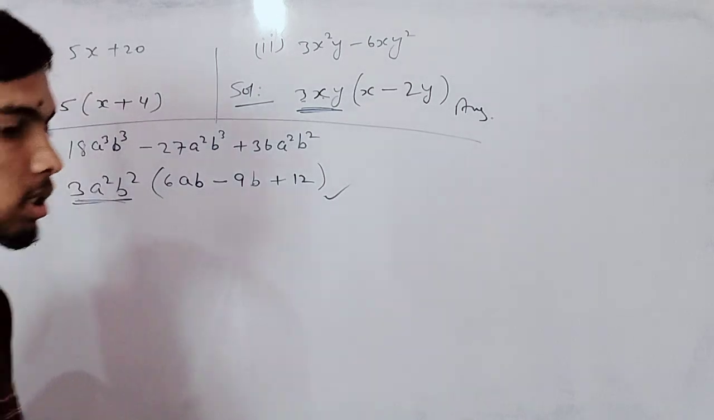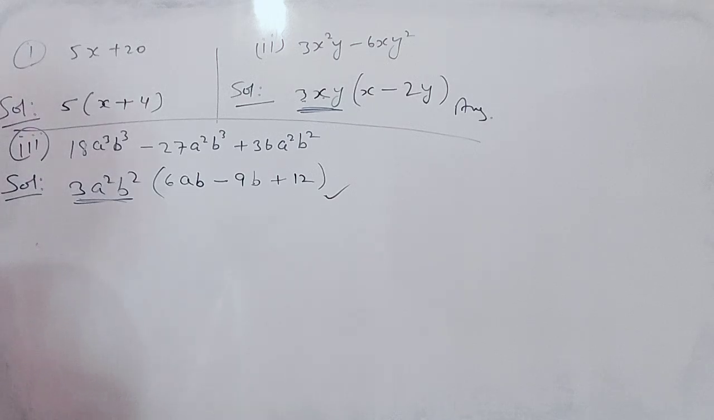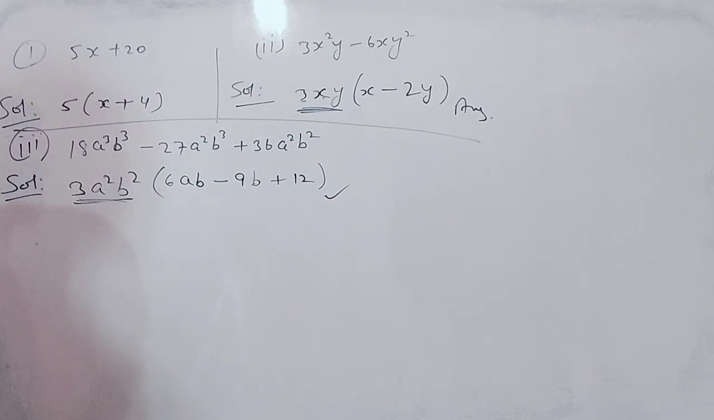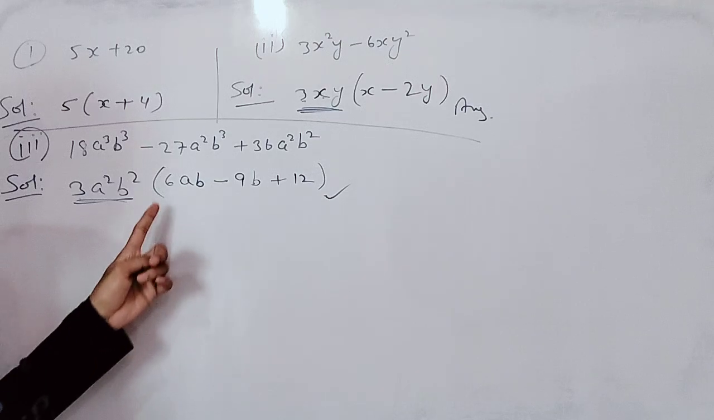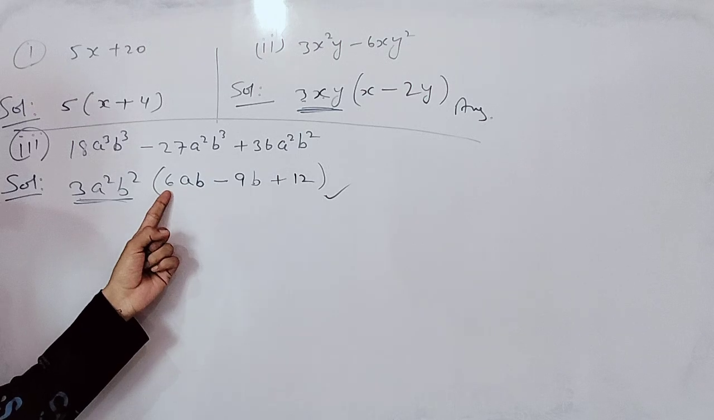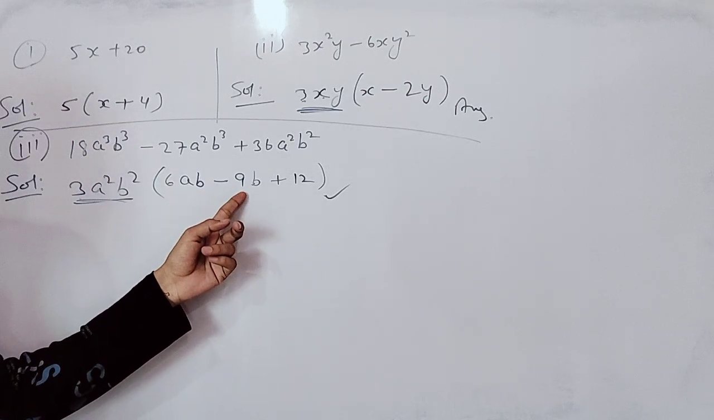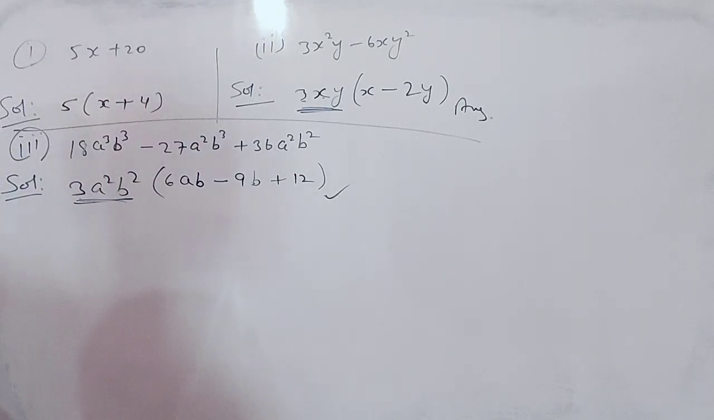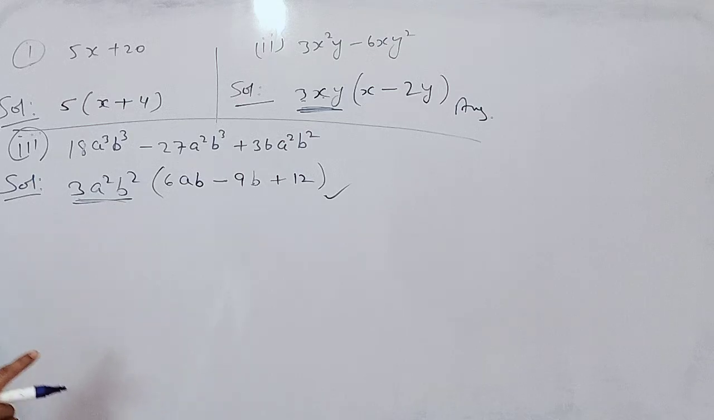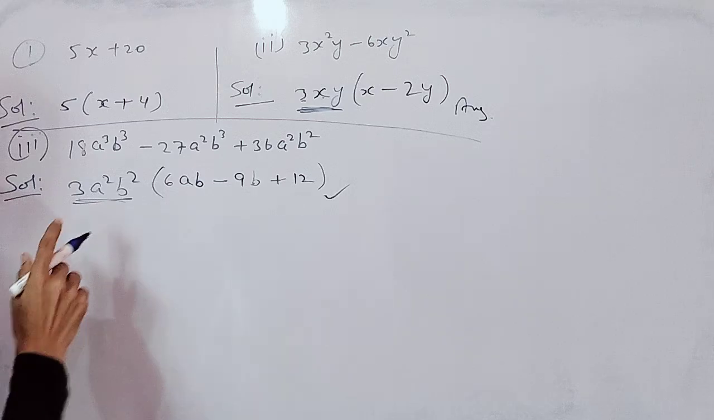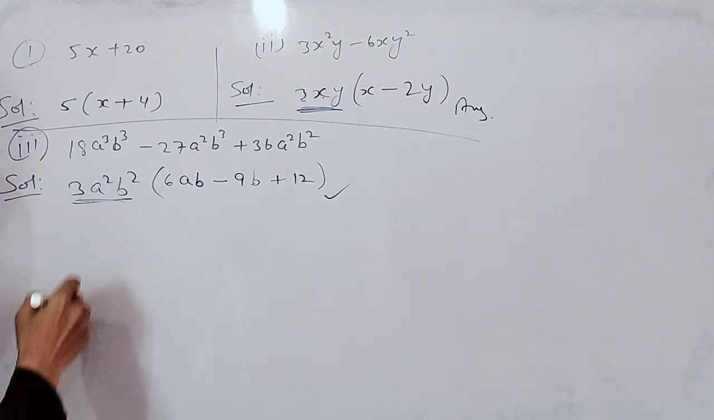Now, if you are observing that more can be taken as common, then you can take it. I am observing that this is coming in the table of 3, this is also coming in the table of 3, this is also, but it is not coming in the table of 2. So these 3 terms are coming in the table of 3. That's why 3 will be common for each of the terms which are in the bracket.